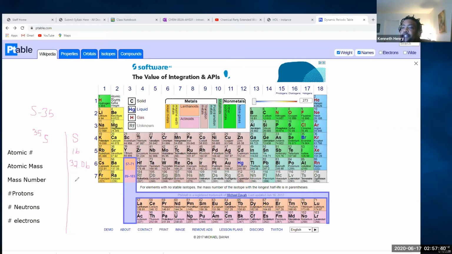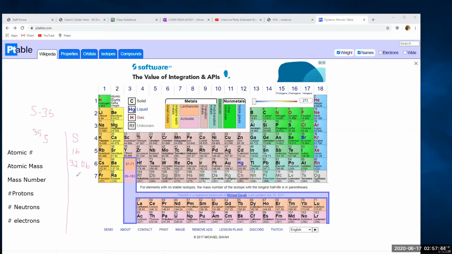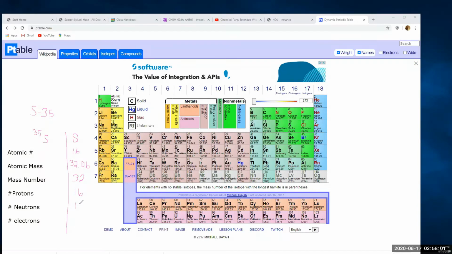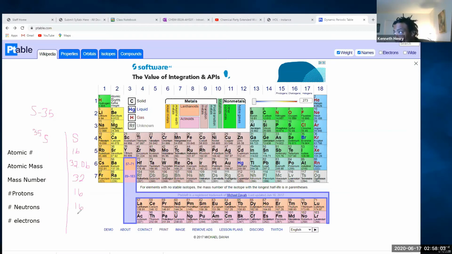Okay, what is the mass number? 32. What is the number of protons? 16. What is the number of neutrons? 16. What is the number of electrons? 16.